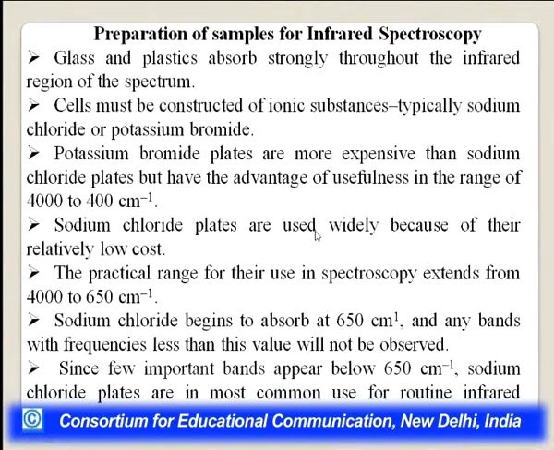Sodium chloride plates are used widely because of their low cost. The practical range for their use in spectroscopy extends from 4000 to 650. Sodium chloride begins to absorb at 650 and any bands with frequencies less than this value will not be observed. Since few important bands appear below 650 cm inverse, sodium chloride plates are in most common use for routine IR spectroscopy.